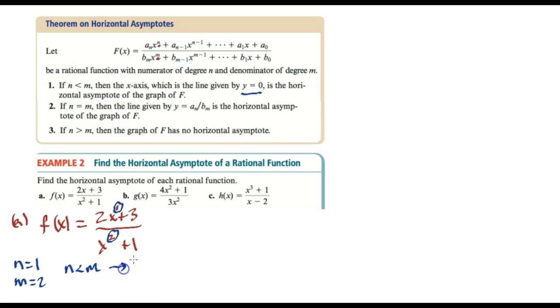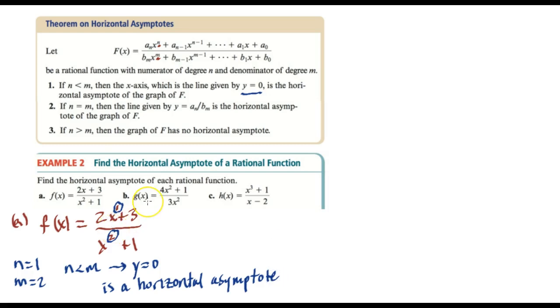So that tells us y equals 0 is a horizontal asymptote.